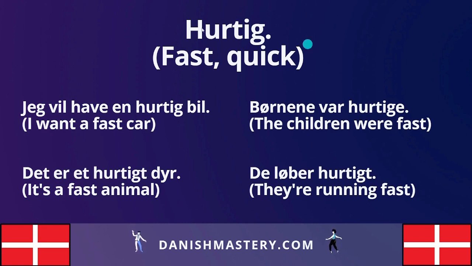Now, what we got here? Let's get into character. Jeg vil have en hurtig bil. I want a fast car. Jeg vil have en hurtig bil. Right? So it's pretty straightforward. En hurtig bil, a fast car.